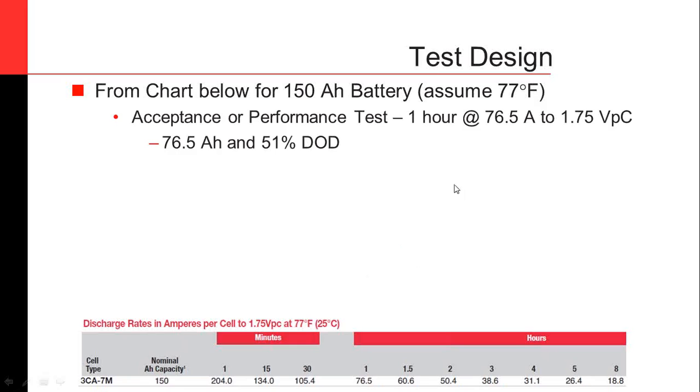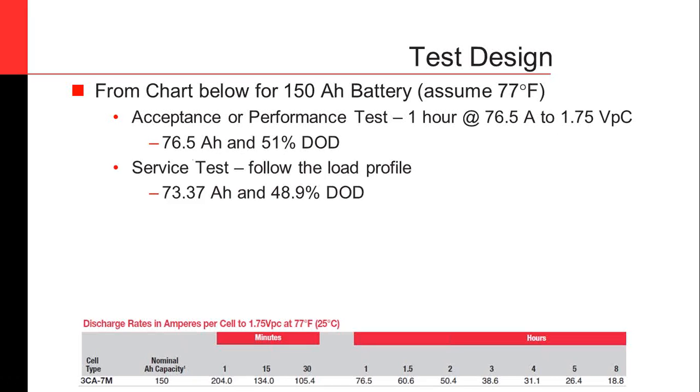So if I'm looking at an acceptance or a performance test, I need the 73.37 amp hours, so I can take the 1 hour rate and see that that's going to provide me 76.5 amp hours, which will verify that I'll be able to get the 73 amp hours that I need out. And I see that I get a 51% depth of discharge, so I've used about half of a charge cycle.